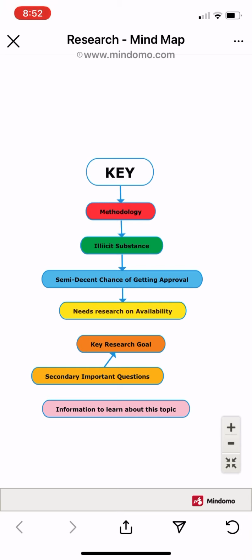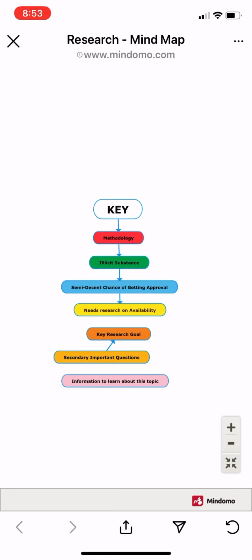And then orange is research questions. Those are things that could be posed as a question with legs, theoretically. And then the light yellow gold bubbles are secondary important questions, so follow-up questions for primary research questions. And then pink is information that I need to learn about a topic.